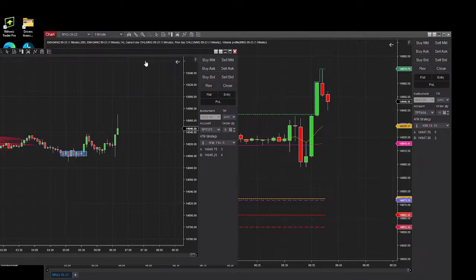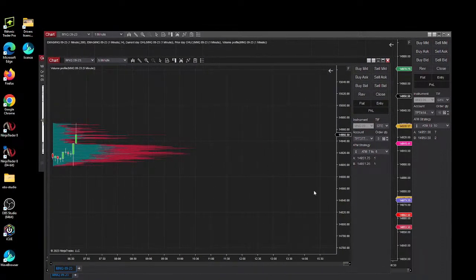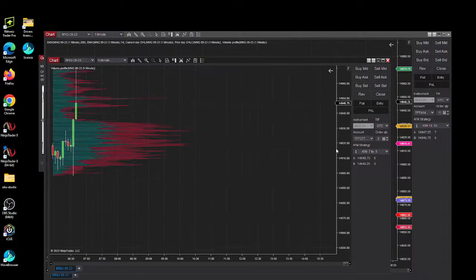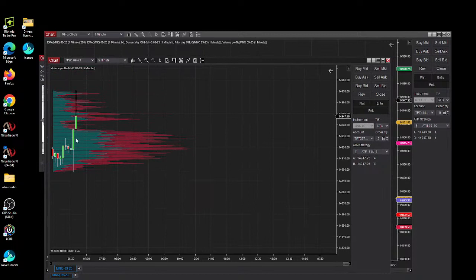So let's see what we're doing here on the profile. Yeah, they're wanting to fill in this area here and create a larger distribution area. So they're going to bounce around in this area right here. So my thought is if you can buy here, well, they may fill this one. They've got a little bit of strength going on right here. So they may go ahead and just bounce up and down in this area for a while.